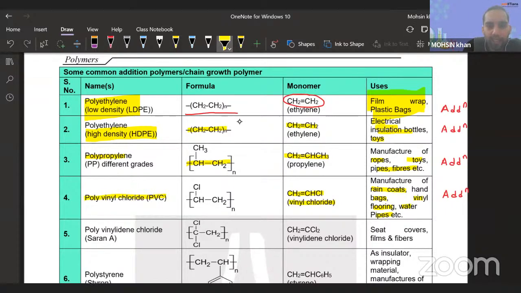Next, we have polyvinylidene chloride, known as Saran A. In polyvinyl chloride, we have only one chlorine. If we take two chlorines, it will be known as vinylidene chloride. So in vinyl chloride, we have replaced hydrogen with chlorine, so we get two chlorines. When we polymerize it, we get Saran A. It is used in the formation of seat covers, films, and fibers. It also comes under addition polymerization.